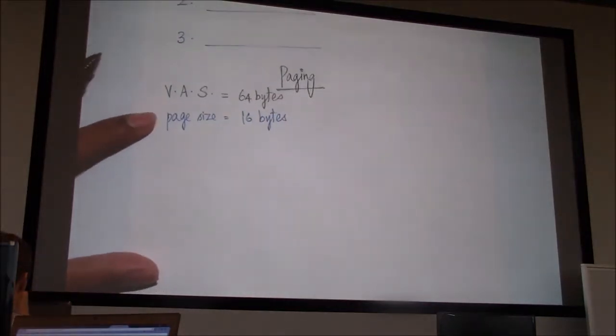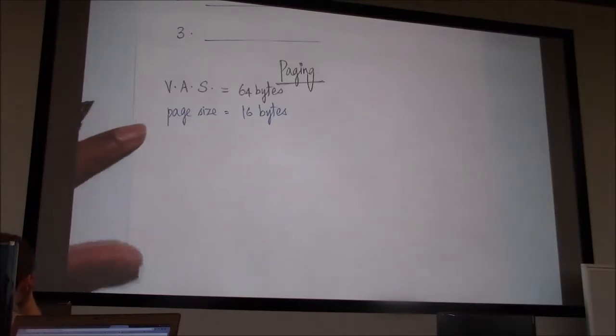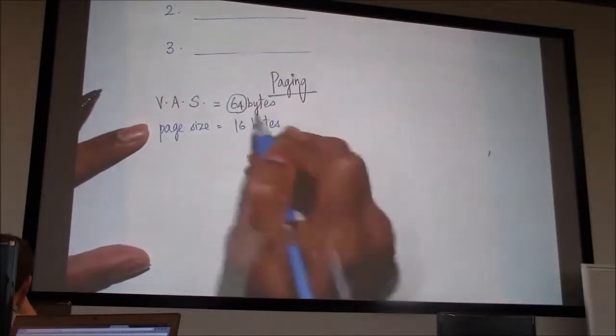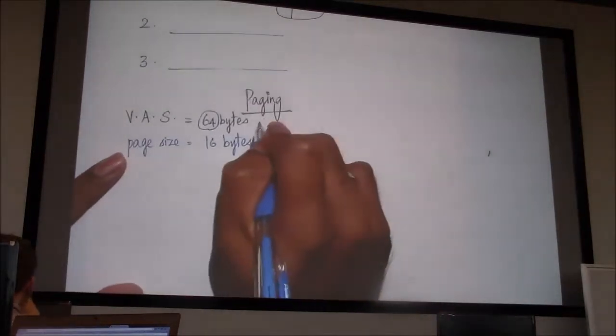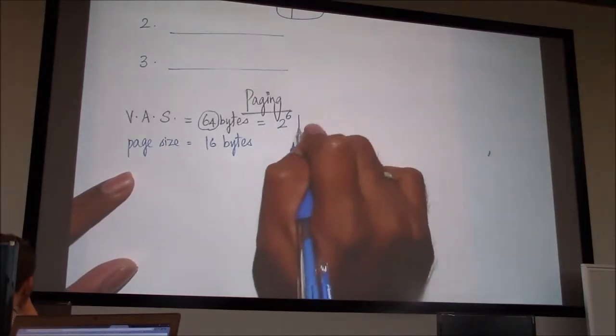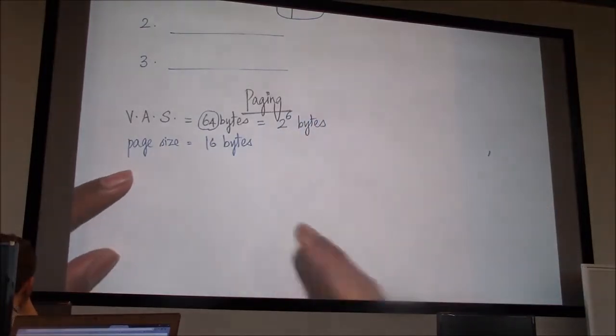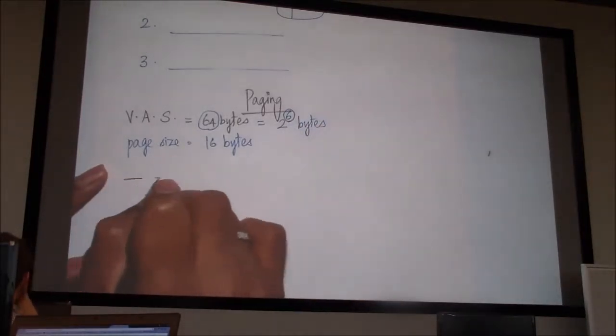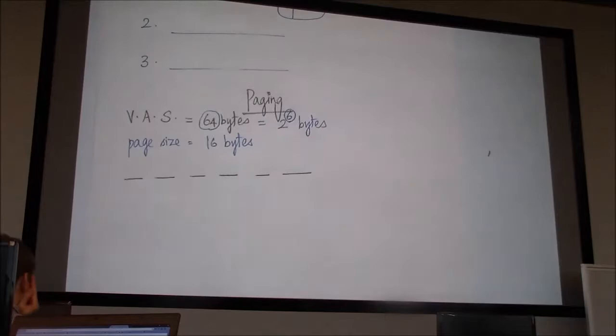If this is given, then the first thing that I would usually think about is, if the entire virtual address space size is given, how many bits are there? This is nothing but 2 to the power of 6 bytes. If you want to address 2 to the power of 6 bytes, you need at least 6 bits. First we would like to draw those 6 bits here. After drawing these 6 bits, we should figure out which parts of these bits form the virtual page number and which parts form the offset.